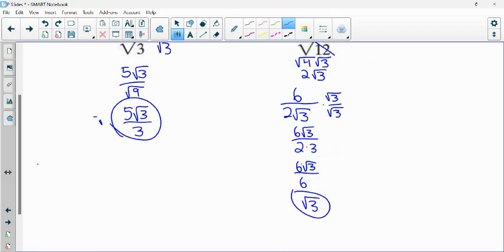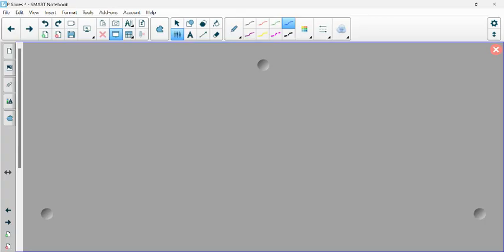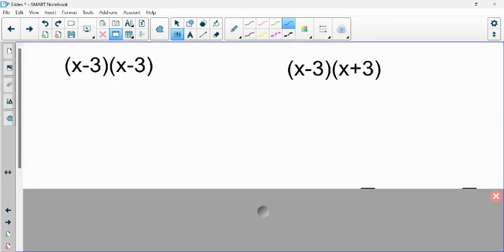All right, last thing we're going to look at today is x minus 3 times x minus 3, and x minus 3 times x plus 3. How do we go about multiplying those? A little acronym: FOIL. So go ahead and FOIL those two and see what you got. And we're going to build off that for tomorrow.